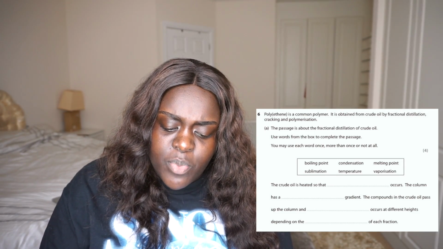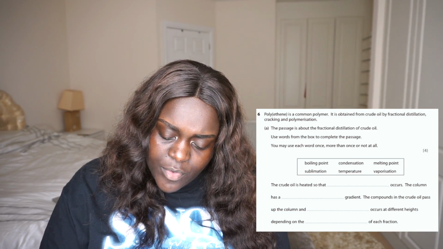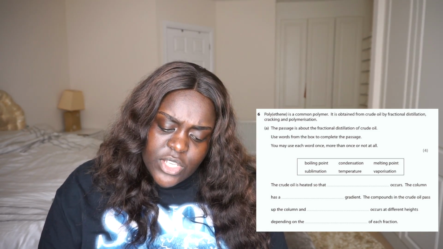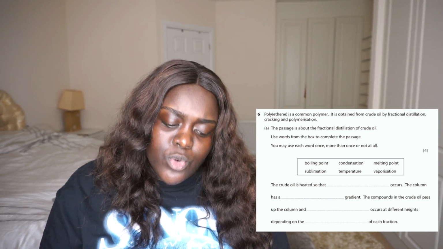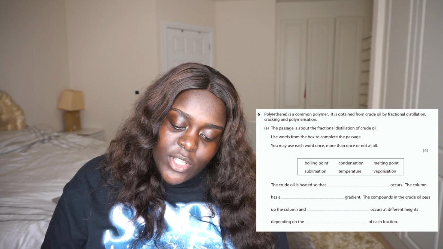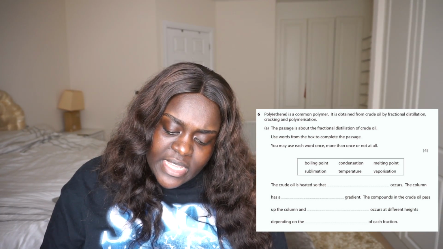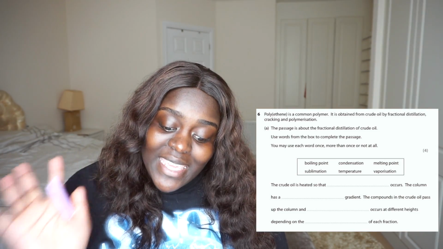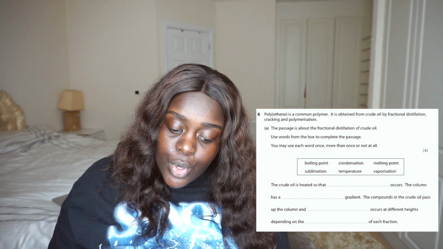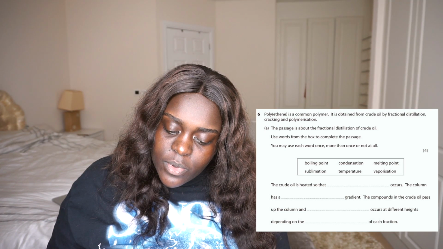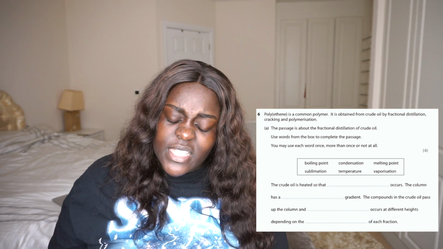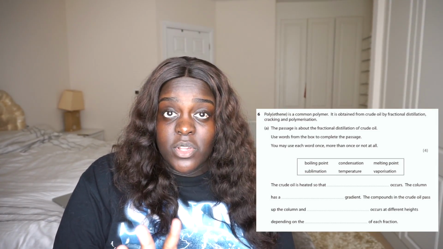Polyethylene is a common polymer. It's obtained from crude oil by fractional distillation, cracking and polymerization. The passage is about the fractional distillation of crude oil. Okay. Use the words from each box. Okay, so the crude oil is heated so that something occurs. So if I heat crude oil, I'm not going to be boiling point or molten point. It's either sublimation or condensation. Sure, I'm going to go to the next one. I'm going to come back.